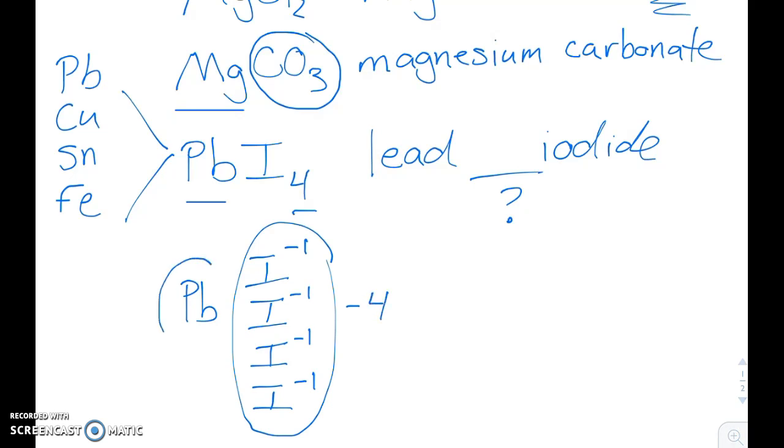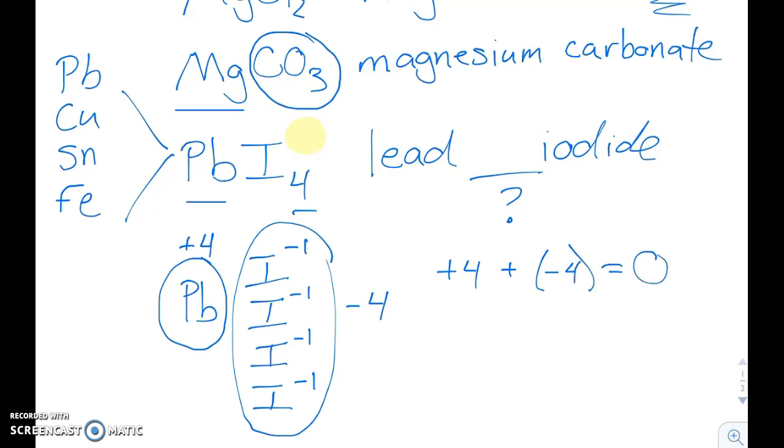That means that the lead here on this side, in order to cancel out and be neutral, you'll note, and I'm going to use a highlighter here, you'll note there's no charge written there, PbI4, there's no charge. That tells us this is a neutral compound, which means all the positives and negatives are canceling each other out. So hopefully you can see that we can deduce that this Pb must be +4, so that +4 and -4 all add up to 0.